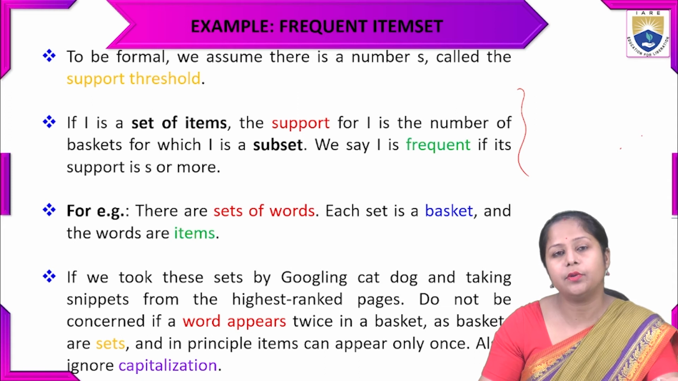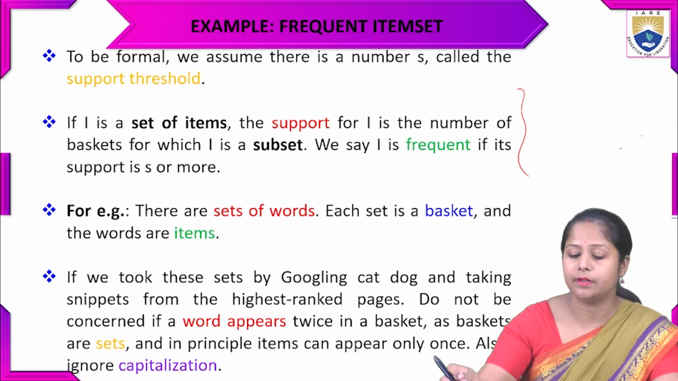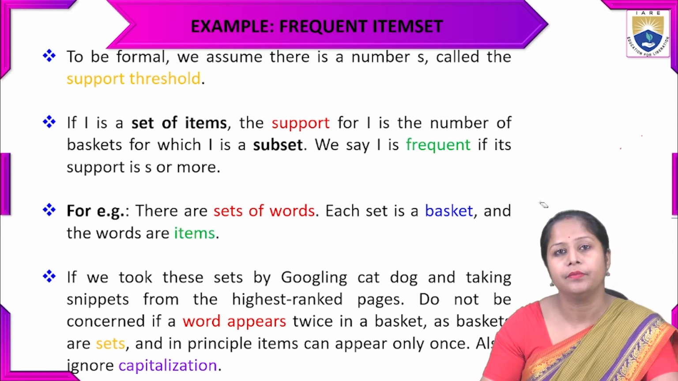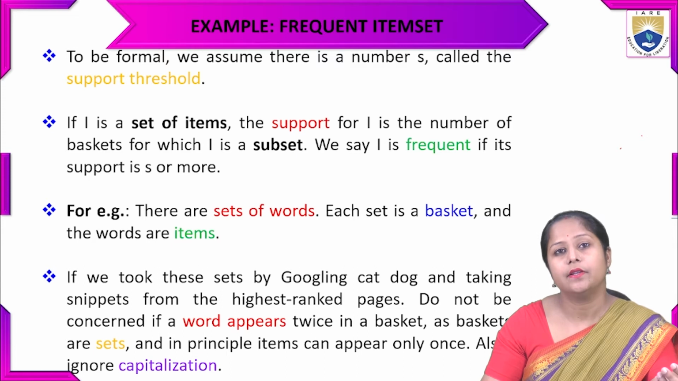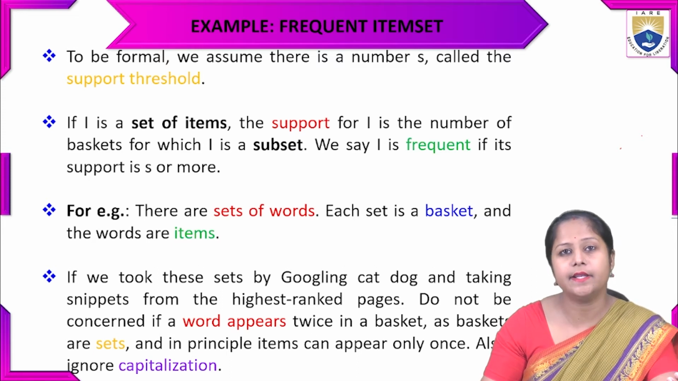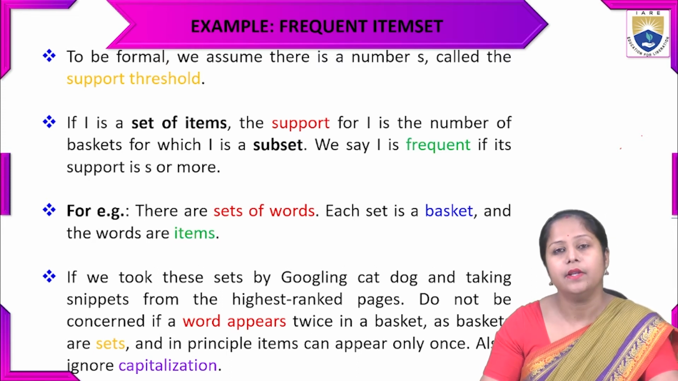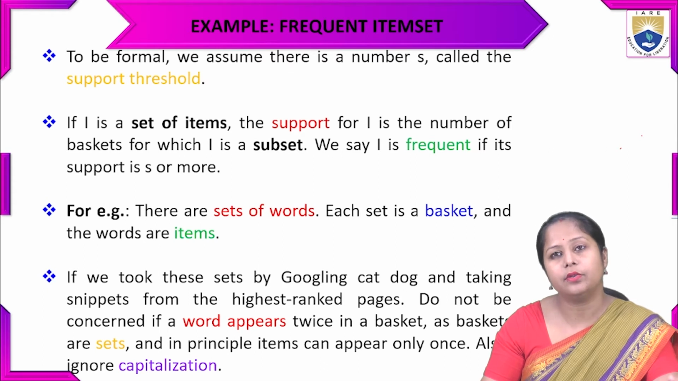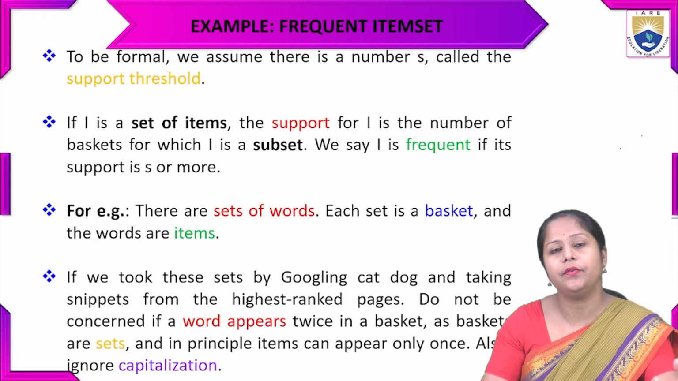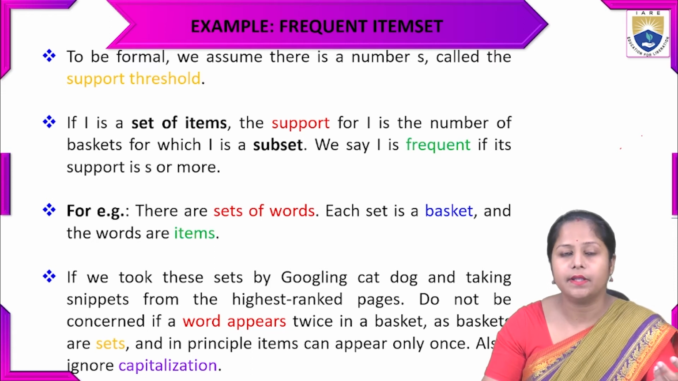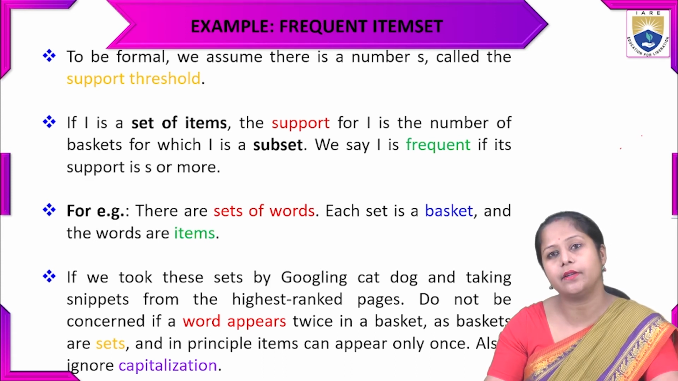So before going to that, we should understand the terms: what is a subset, what is a set, and what is a superset. If I is a set of items, then there will be a support. The support for I is the number of transactions for which I is a subset.